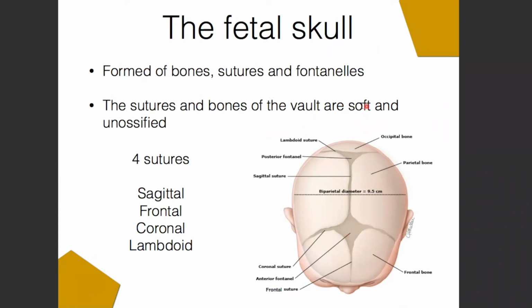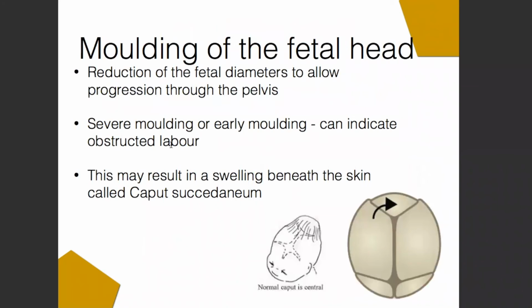The important thing to know is that they are very soft and unossified, so they can easily move with each other, okay? And that is important because we have something called molding, which is basically the reduction of the fetal diameter to allow progression through the pelvis. So the sutures or the bones would literally go on top of each other so that they allow the fetal head to be smaller so that it can go through with labor. Fetal molding has a specific level to it, and if there is severe molding or the molding happens way too early, that can be an indication for obstructed labor.